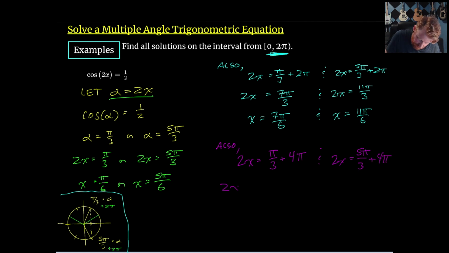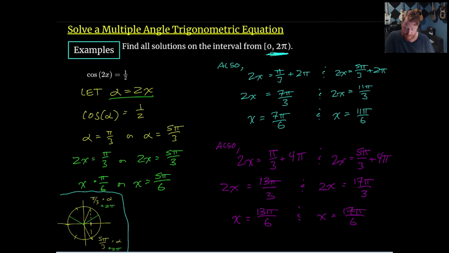And then doing a little bit of arithmetic here will give us that 2x is equal to 13 pi over 3, just cutting to the chase there, getting a common denominator and adding the numerators, or 2x is equal to 17 pi over 3. And then solving for x, we'll get that x is equal to 13 pi over 6, and x is equal to 17 pi over 6. And those angles are also on the interval from 0 to 2 pi.